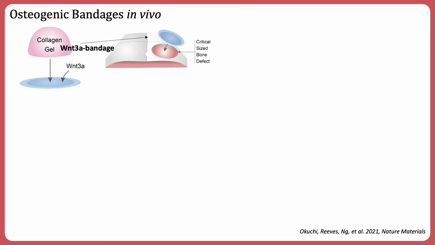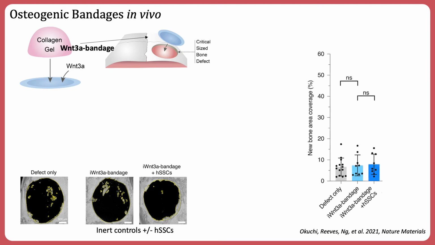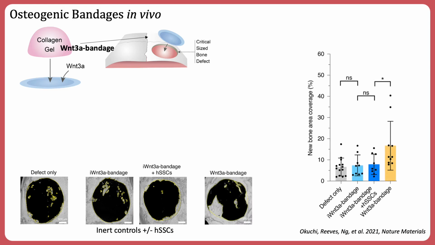We immobilized Wnt onto flexible, biocompatible polymers, forming the Wnt3A bandage, and transplanted them onto critical-sized calvarial defects in mice, meaning that without intervention these defects would never fully heal. The defect without treatment, or those treated with inert bandage controls, showed only minimal healing. However, the Wnt bandage doubled the area of new bone.